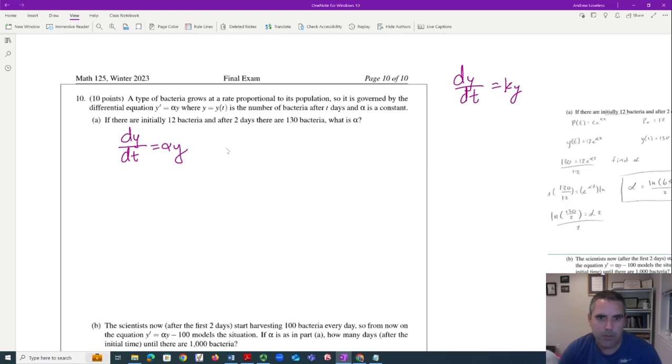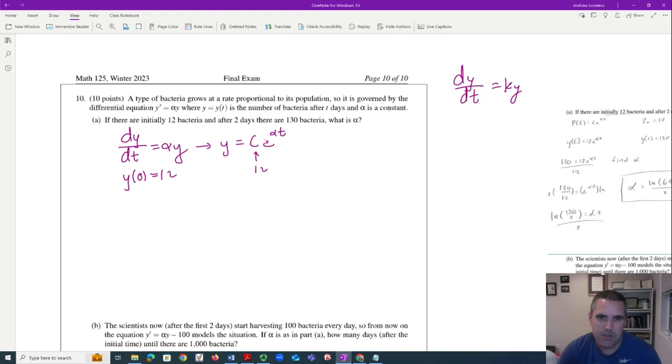There's initial bacteria. So in this case, you don't even have to solve this because it's one we've already done. You can just write c e to the alpha t. Now if you forget, you end up solving. But they told us all the information. They said y of 0 is 12. So when you plug in 0, you get 12. That means that c has to be 12.